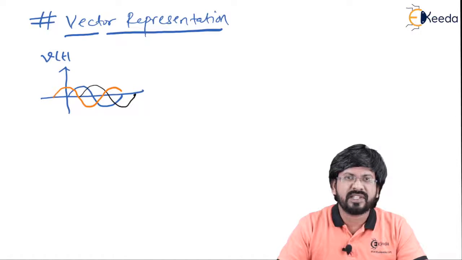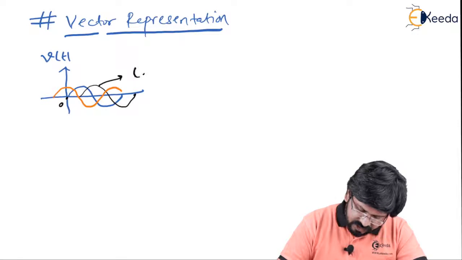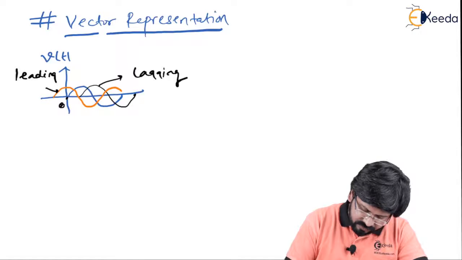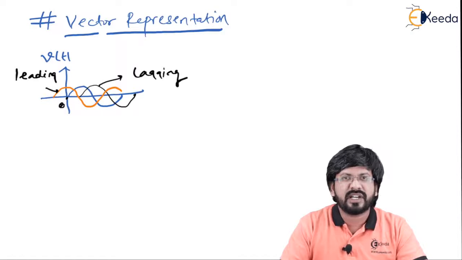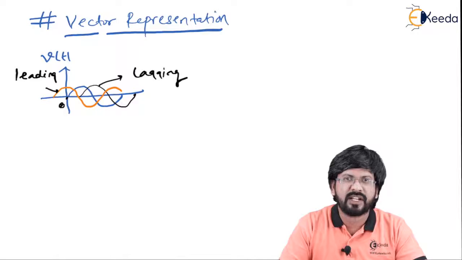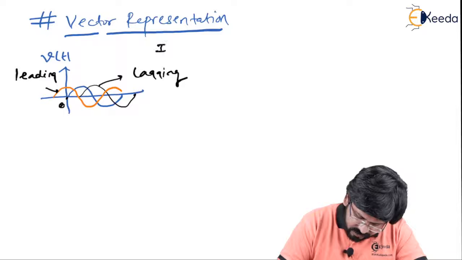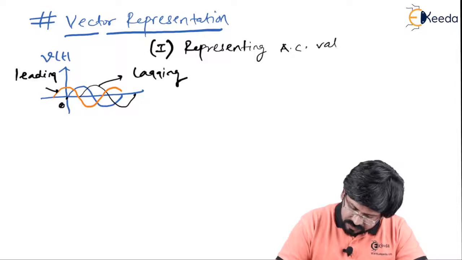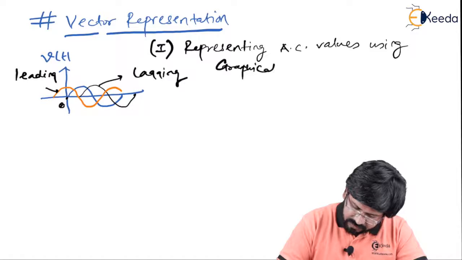All of them do not have the same phase, meaning that if I take this as a reference, then this is lagging, whereas if I take 0 as a reference, this is leading. It means I can represent my vector values, that is nothing but alternating values, graphically. This is way one, representing vector values with the help of graphics. So this is the first way, representing AC values using graphical technique.